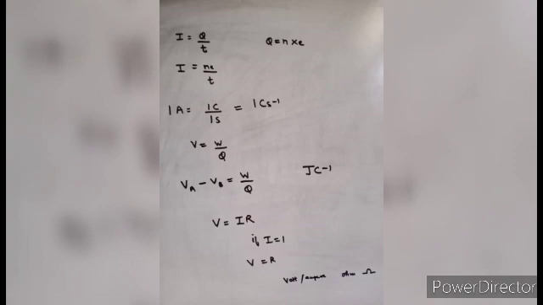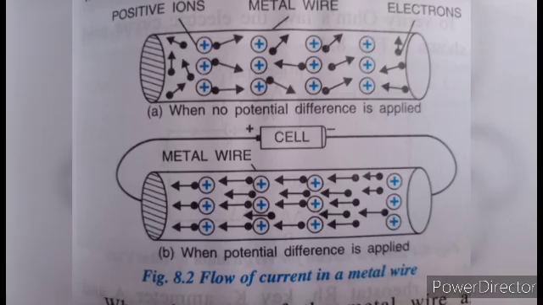Now the unit of current. The SI unit of charge is coulomb, and the SI unit of current is measured in coulomb per second, and it is given a name. It is ampere, and the symbol is A. Now 1 ampere can be defined as the current which flows when 1 coulomb charge passes in 1 second is known as 1 ampere.